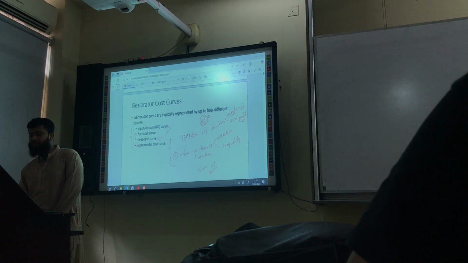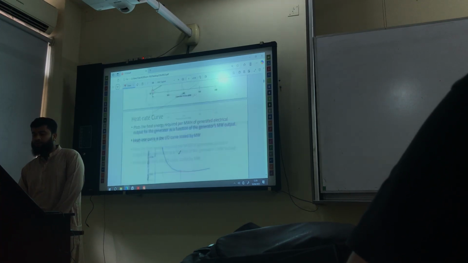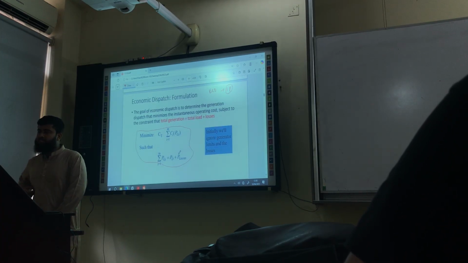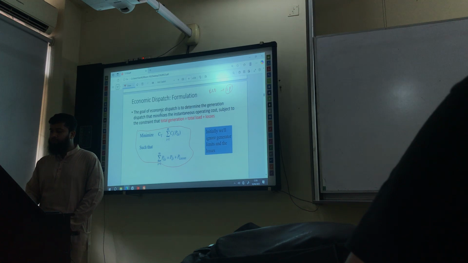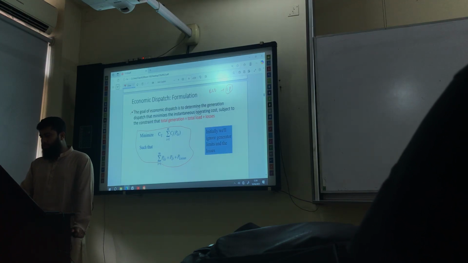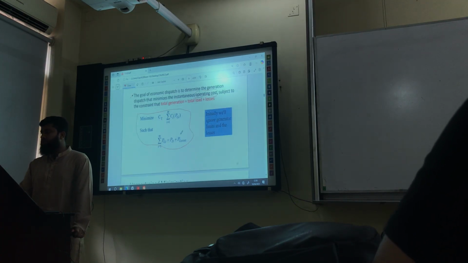First step is to define the objective function, and the second step is to define the constraints. So first we have to define the objective function. What is the goal of economic load dispatch? The goal of economic load dispatch is to determine the generation dispatch that minimizes the instantaneous operating cost subject to the constraint that total generation should be equal to the load plus losses. Here we will consider only the fuel cost as the operating cost.